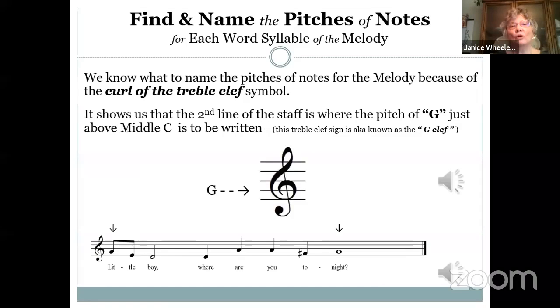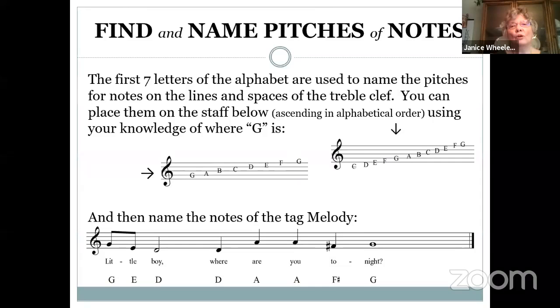So we want to find and name the pitches of the notes of our melody. The first 7 letters of the alphabet are used to name the pitches for notes on the lines and spaces of the treble clef. You can place them on the staff below, ascending in alphabetical order, by using your knowledge of where G is. So as you see, we have G there on the second line, and then we just follow alphabetically. A, B, C, D, E, F, G for each of the lines and spaces.